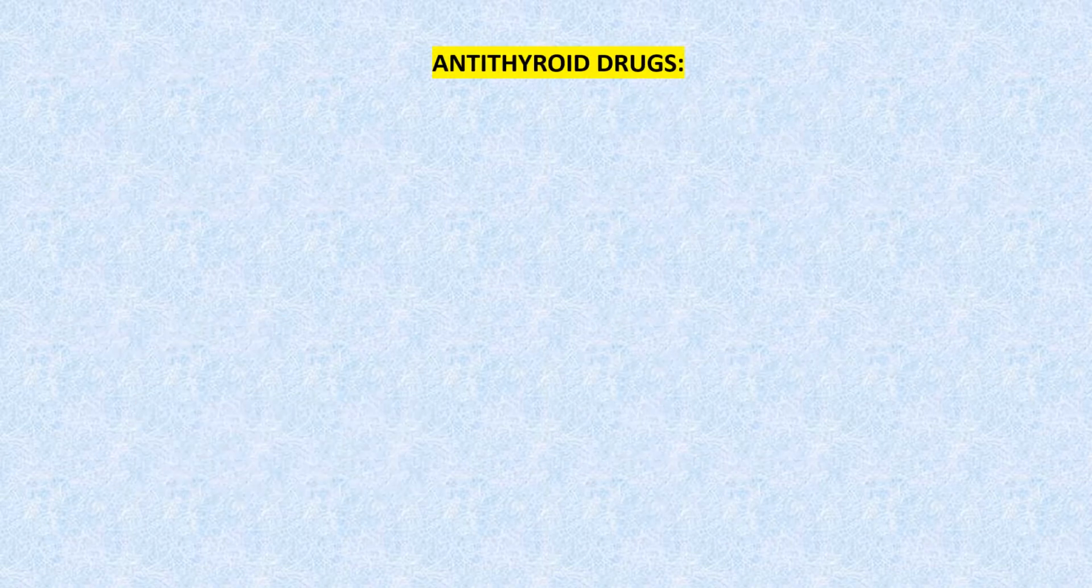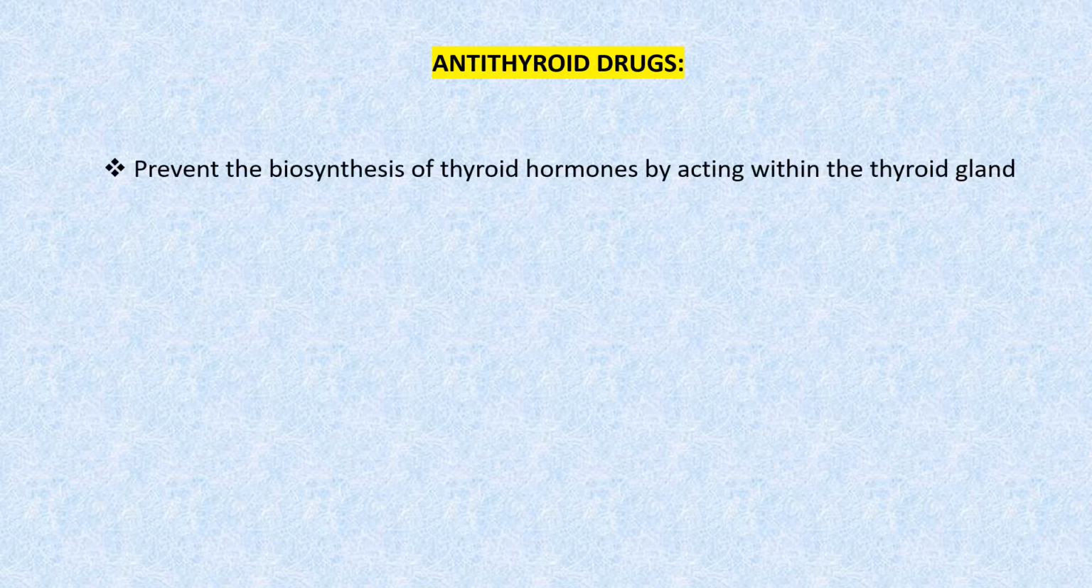Then the next topic, that is anti-thyroid drugs. Always remember, whenever the word anti is used, anti means oppose or against. Anti means to oppose or inhibit or against. Now what is the word anti? Thyroid drugs, that is, the drugs which produce action opposite to or against thyroid drugs we call anti-thyroid drugs.